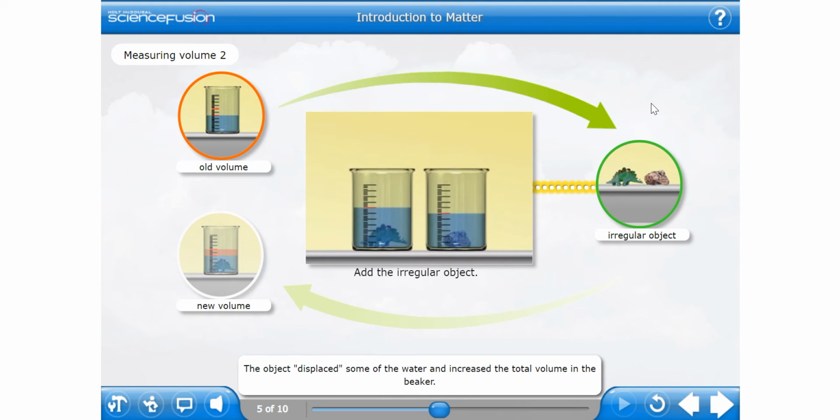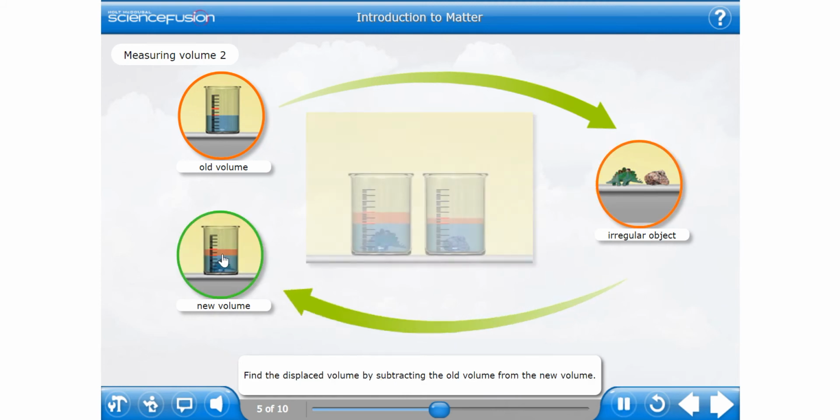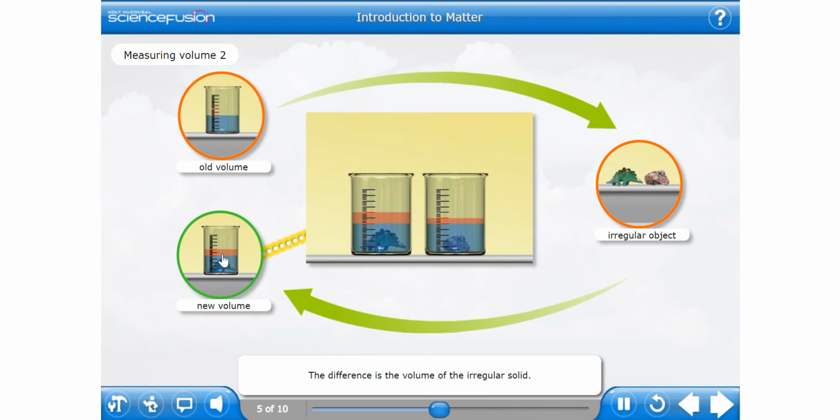The object displaced some of the water and increased the total volume in the beaker. The displacement lets you find the volume of the object. Find the displaced volume by subtracting the old volume from the new volume. The difference is the volume of the irregular solid. Very clever technique, don't you think?